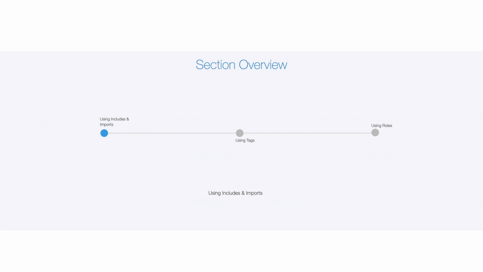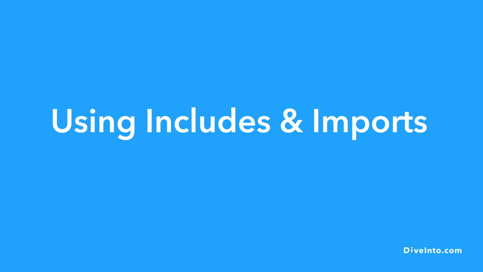In this section, we start by looking at how we can use includes and imports. We then look at how we can use tags. And then we take the knowledge that we've learned in other sections and we learn how we can actually translate our existing efforts to Ansible roles. Please join me in the first video of this section, using includes and imports.